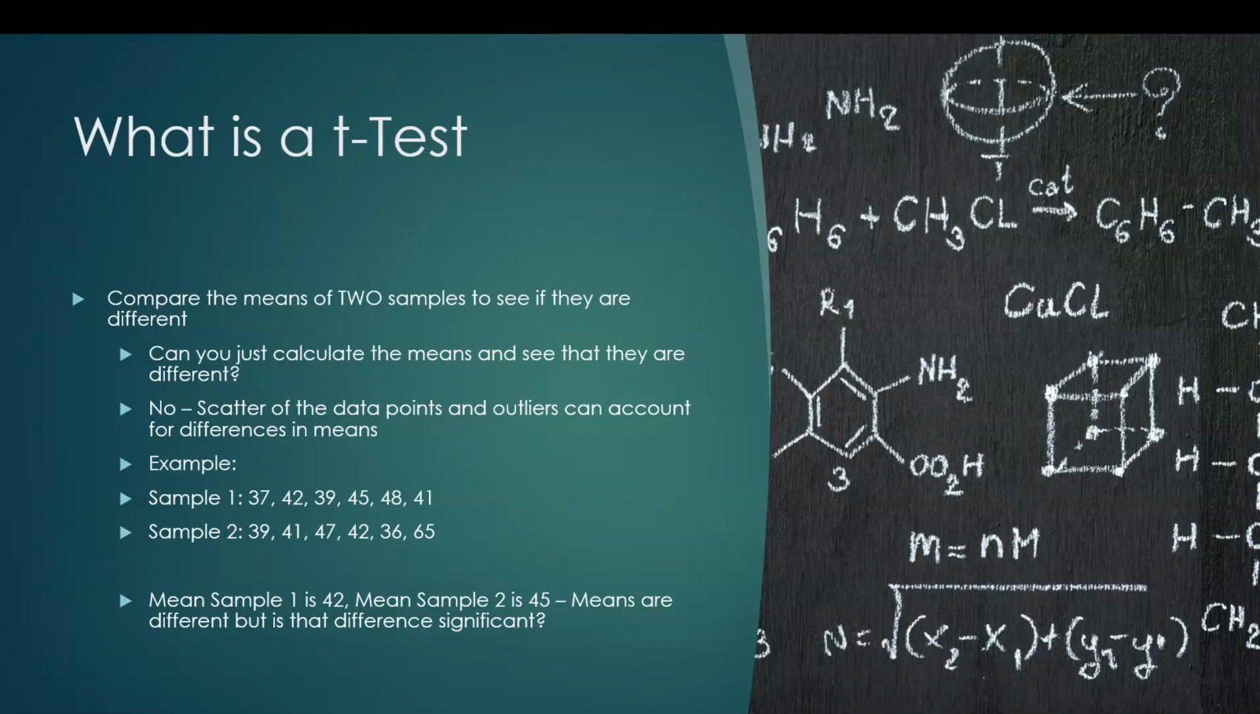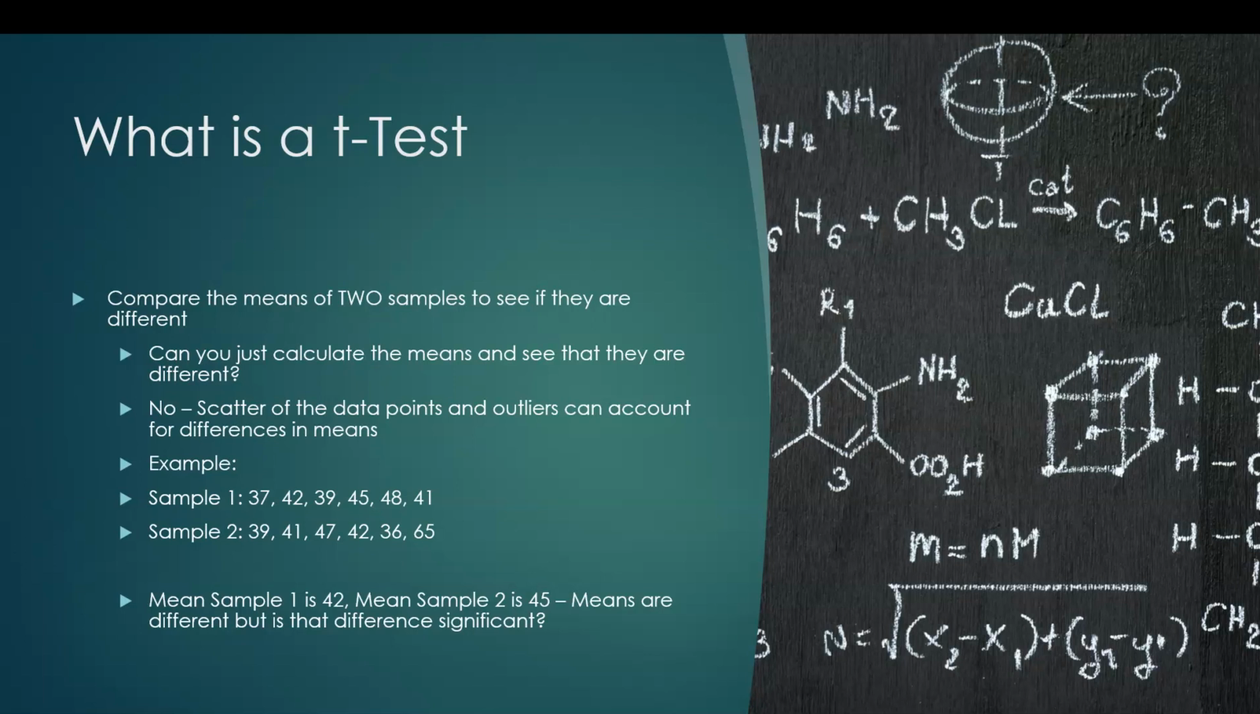Okay, so what is a t-test? Like I said, we're comparing the means of two samples to see if they are different. So we could just calculate the means and see if those are different. But remember, means are impacted by the scatter around the mean. If there's a wide scatter around the mean, then that's going to impact the value of the mean. If there's a very narrow scatter around the mean, that's also going to have an impact. So we can't just look at the means themselves. We have to also look at how scattered the data points are around the means. And that's what the t-test really does for us.